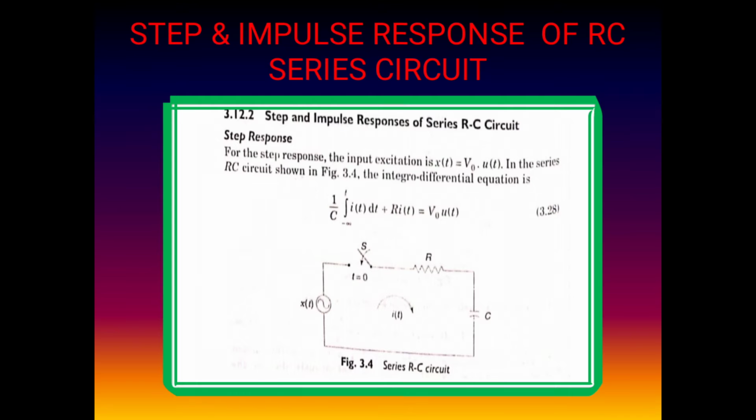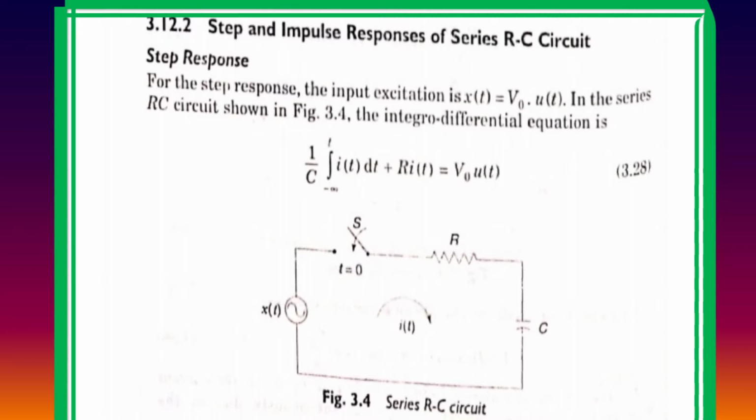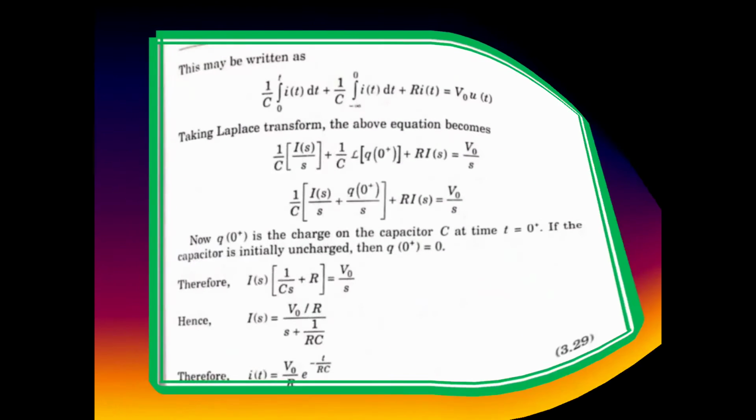When you are giving the step input, instead of x of t we are giving V naught into u of t as the input signal. So when you write the KVL equation, we have 1 by C into the integration of i of t dt plus R into i of t equal to V naught into u of t. So this is your KVL equation.